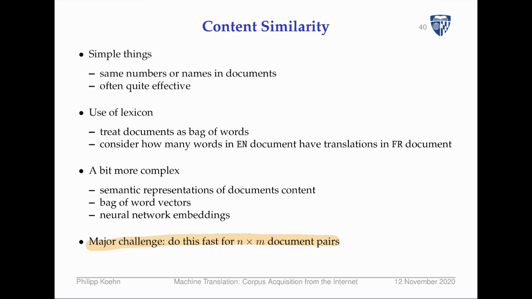So one major challenge is how to do this actually fast for a quadratic amount of possible document pairs. So if you crawl a large website and realize that there's 100,000 English documents and 100,000 French documents, you have to consider 100,000 times 100,000. So that's 10 billion possible document pairs. And how to do this efficiently is not easy.